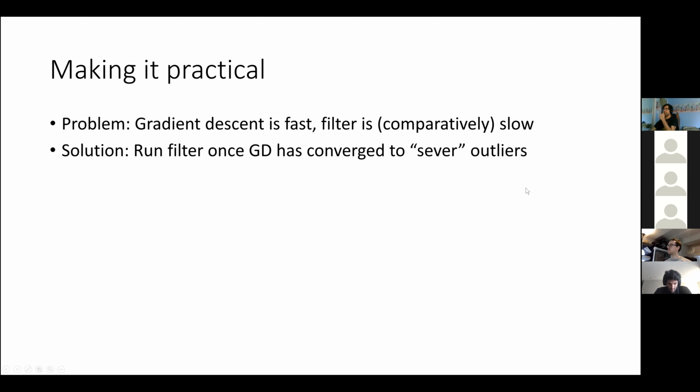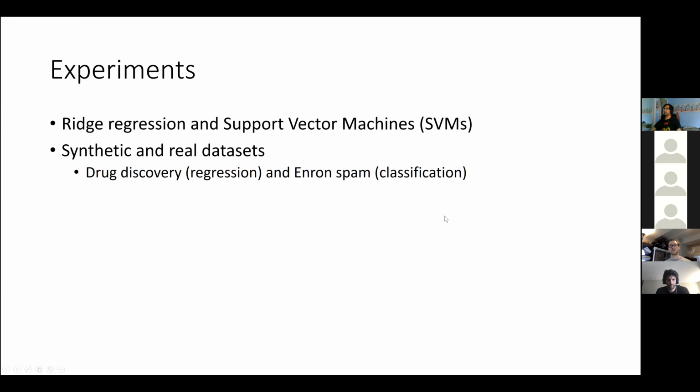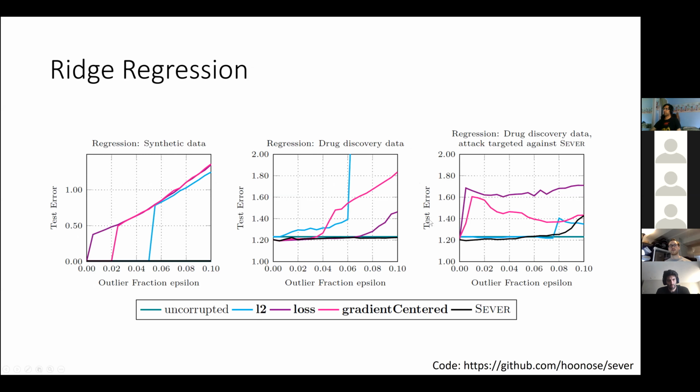In particular, the filter is relatively slow. I'll just say really quick, rather than doing a robustified gradient descent at each step, essentially we do a non-robust gradient descent to optimality, and then we run the filter once. This will be much faster in practice, and it essentially has the same theoretical guarantees. But let me show you some experiments and then conclude. I'll skip over the setup. I'll just show the results to you here.